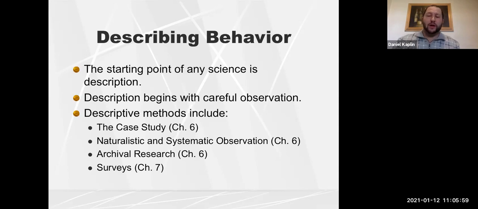The first goal of science is to describe behavior. And if your goal is to describe behavior, all you need to do is careful observation and report out what you see. And there are methodologies, as you'll see in chapters 6 and 7, that rely on descriptive methods, things like case studies, naturalistic and systematic observation, archival research, surveys. These are all descriptive in nature.